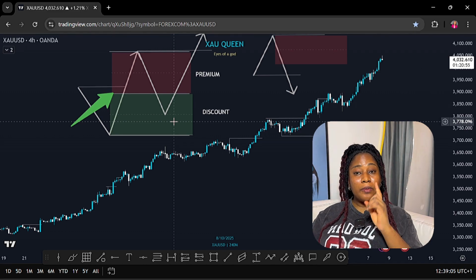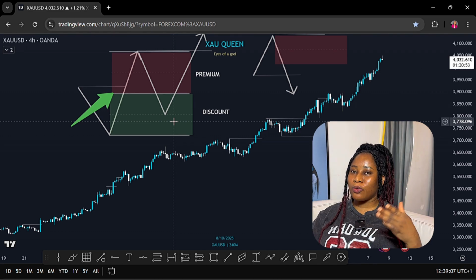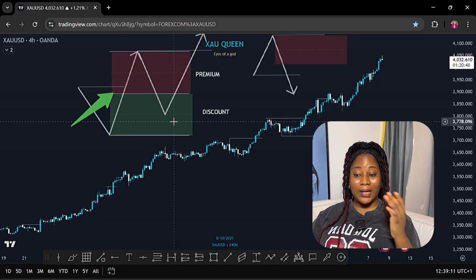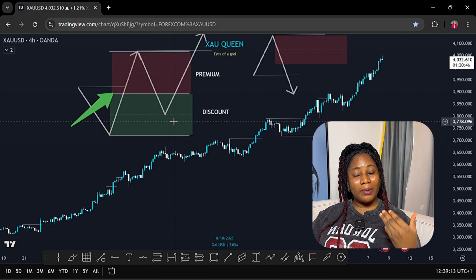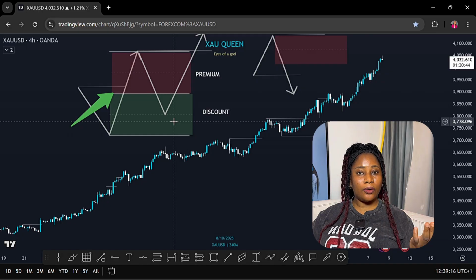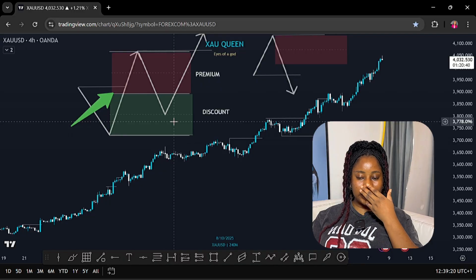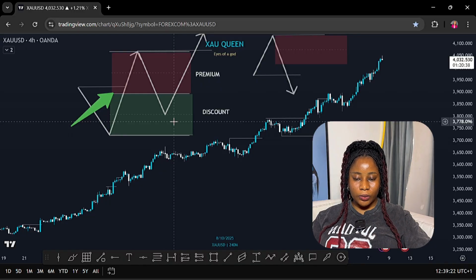Another thing, premium and discount zones must align with the trend. Please make sure that your premium and discount zone align with the trend. We cannot be buying and then you are doing a premium and discount zone for a sell. That would be crazy. So make sure that your premium and discount zones align with the trend. What do I mean?